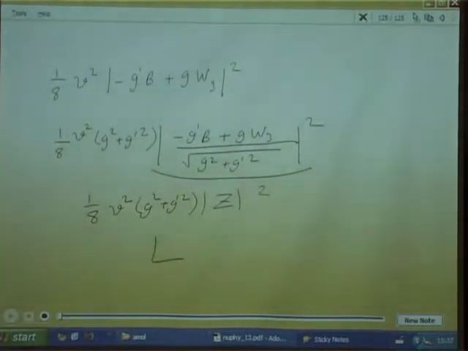And what does this tell me? My Z has a mass which is equal to 1/2 V square root of G square plus G prime square. Okay. Now that you form the combination Z, which is minus G prime B plus G W3, there would be a leftover orthogonal combination.